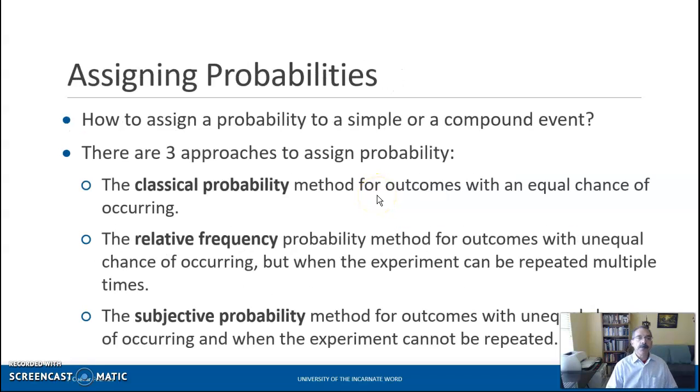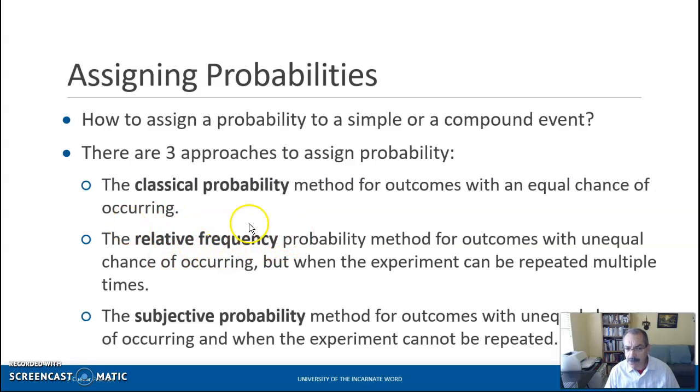All right, so now that we talk about probabilities, the next question is, how do we assign a probability to an event? Well, there are two approaches. One is called the classical probability approach, or method, and that's for the case when the outcomes of an experiment have an equal chance of occurring. Another method is where we use the relative frequency. Remember in chapter 2 we talked about frequency distributions, and we learned to compute the relative frequency there.